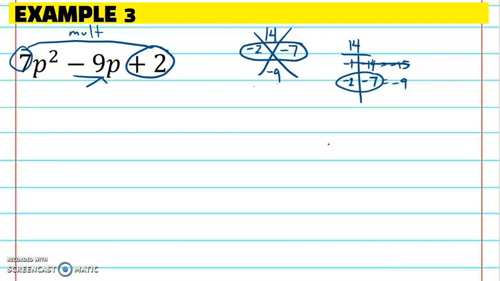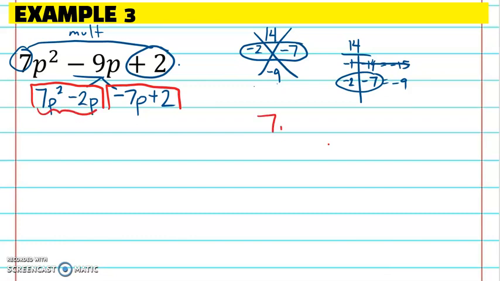We use that to break apart the 9p. So we're going to have negative 2p minus 7p. Remember, equivalent. It's still telling you the same story. I'm just making it so that it helps me. Okay, I'm going to bring down the 7p squared, bring down the plus 2, so I have the exact same expression. It just looks a little different. All right, once we're here, we are going to group them into two binomials because we know how to factor binomials. Okay, we're going to look at the first group. So 7p squared minus 2p.